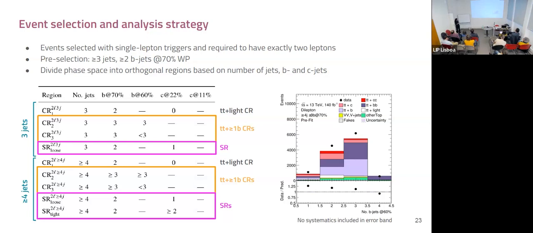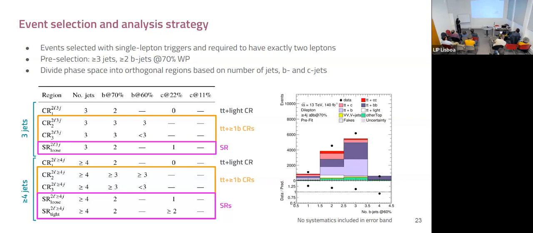So in some regions, we require exactly 0 C jets. And this brings us regions that are enriched in TT light. So these are TT light control regions. In the signal regions, we require exactly 1 or at least 2 C jets. And these, of course, work as signal regions and have more TT1C and TT2C. And then in the remaining regions, we have different requirements on the number of B jets at 70 or 60% working point. And these work as TTB control regions with different amounts of TT1B and TT2B.